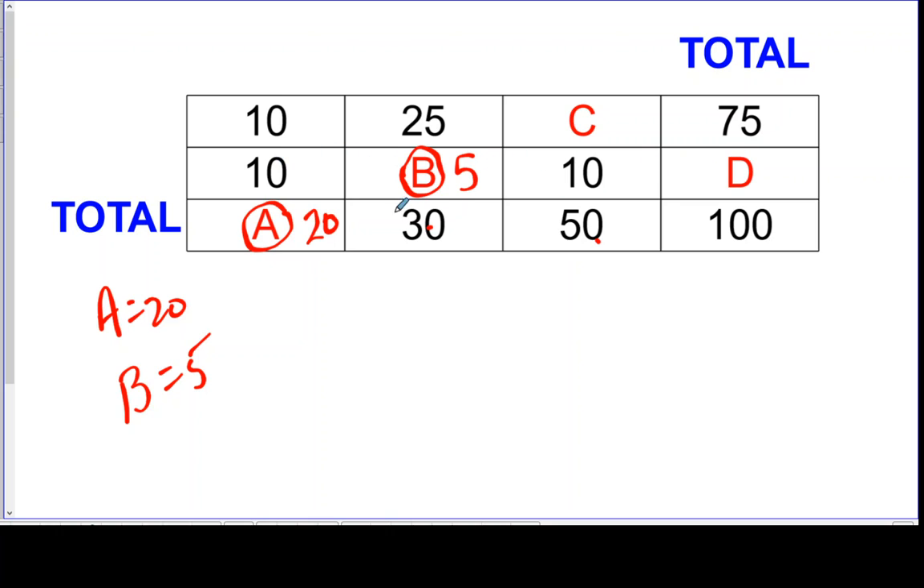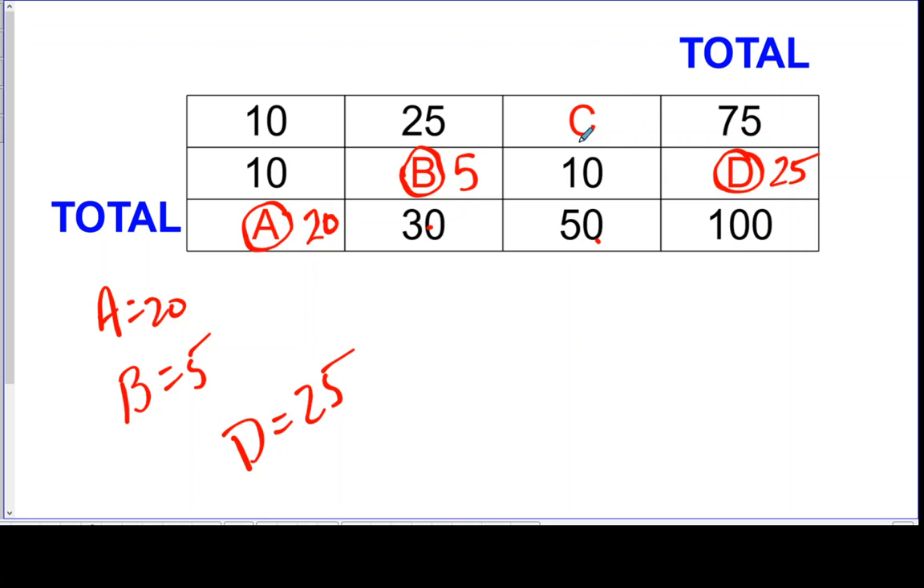Well, look at the row. Notice along the row, D has to represent the total of this row. So now that you know this number is 5, you can add 10 plus 5 plus 10. 10 plus 5 is 15. 15 plus 10 is 25. So you now know that D has to be 25. And look here, does that work for this column? Yeah, 75 plus 25 is 100. So everything's working so far.